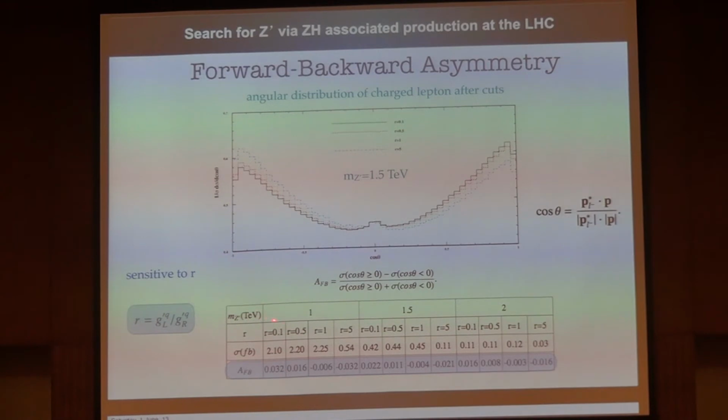We studied the cross sections of Z prime with different mass, and in each situation with different R, and we can get their cross section, and for the asymmetry accordingly, as the angular distribution is sensitive to R, AFB also produces different values and behaves differently with R.